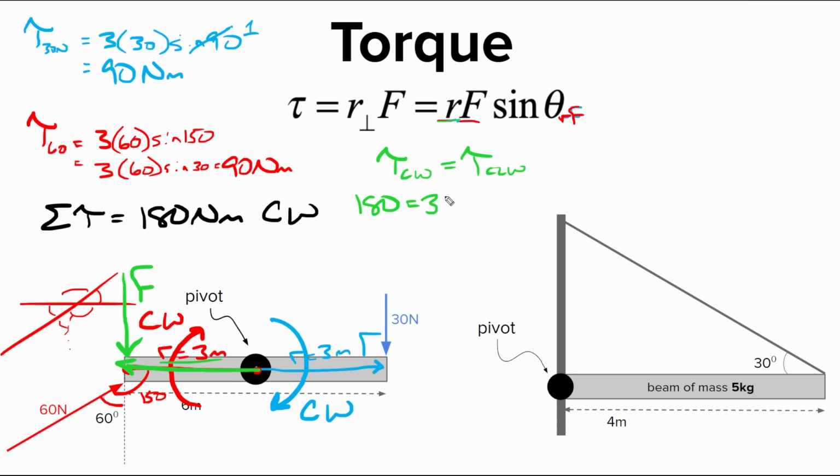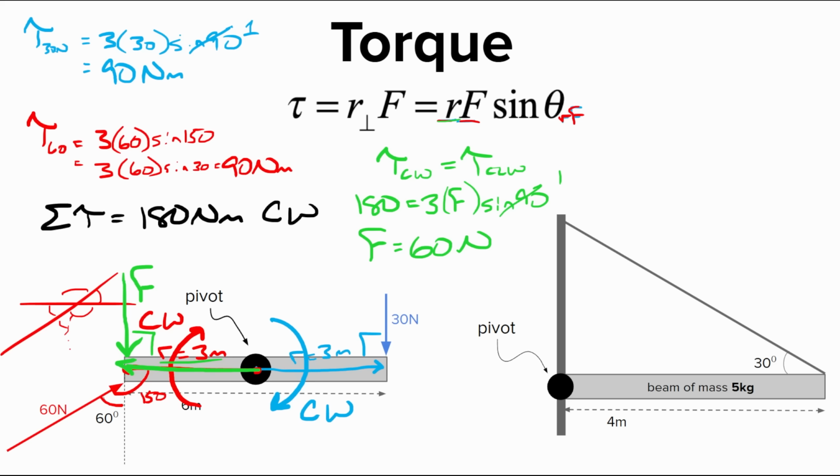So it's going to be 3 meters times the F that we don't know, times sine of what's the angle going to be? Well, let's just give ourselves the best shot of doing this. So 90 degrees. So sine of 90 gives us 1. So if I solve this for F, I see that I got to exert 60 newtons over here at the edge to counteract all the torque from the other direction.